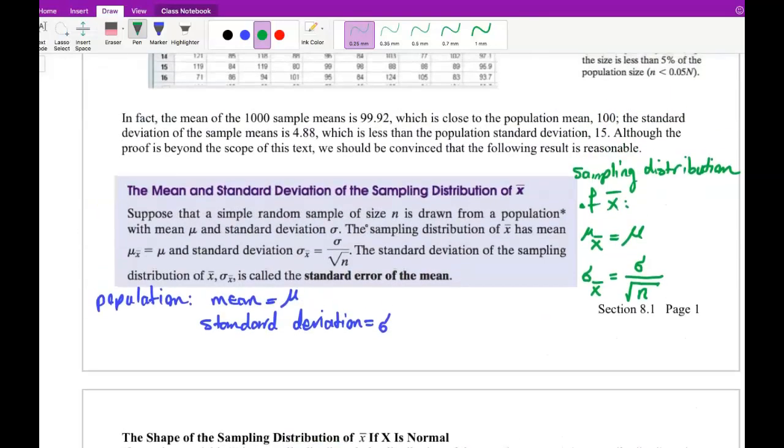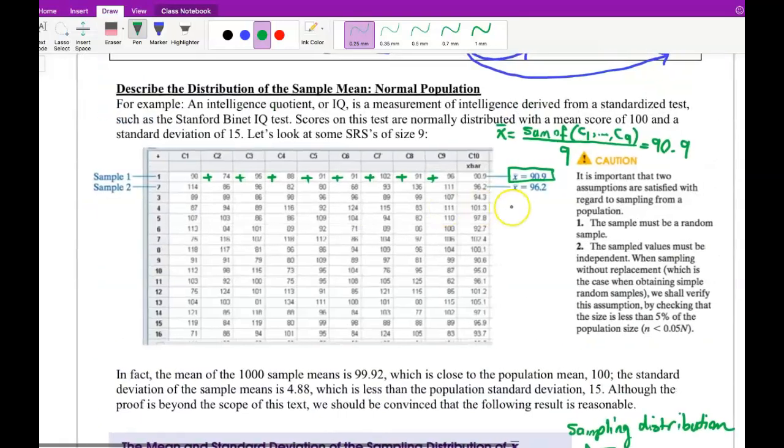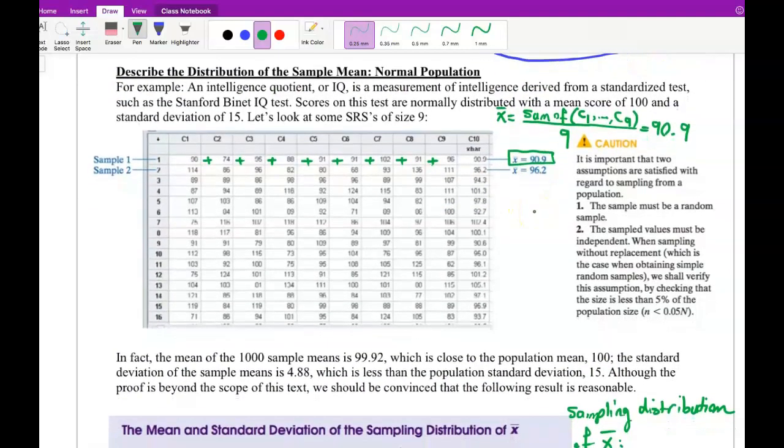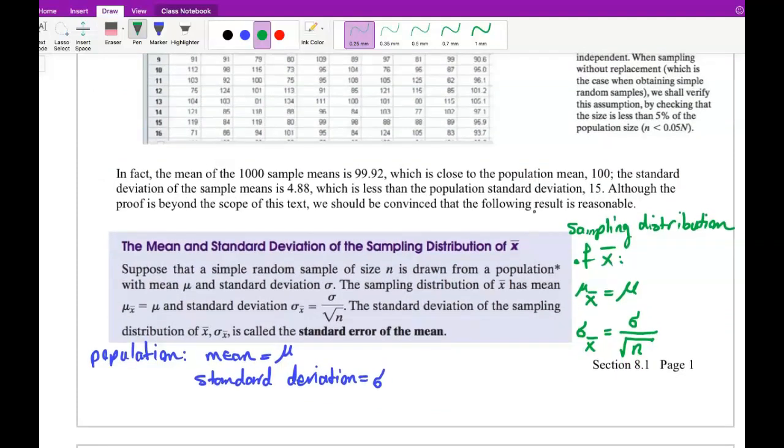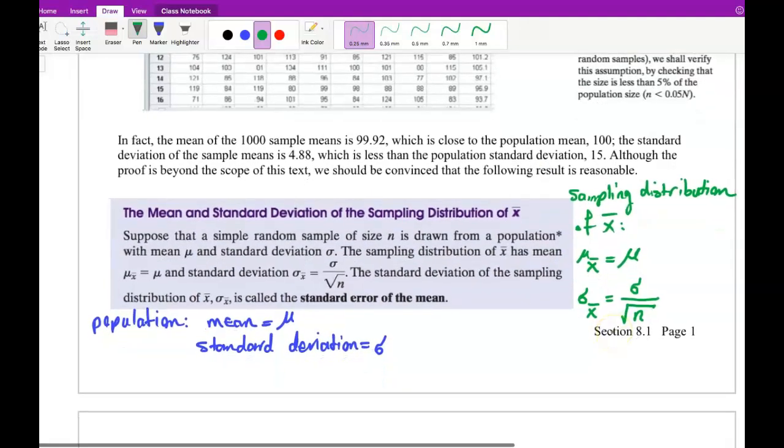I want to go back to this part because here I said the mean of x bar is 90.9, and I also want to find out the answer for these two. Let's finish this. The population mean is given as 100. The population mean is equal to the mean of our x bar, so it's equal to 100.